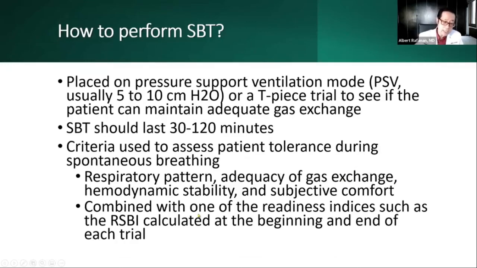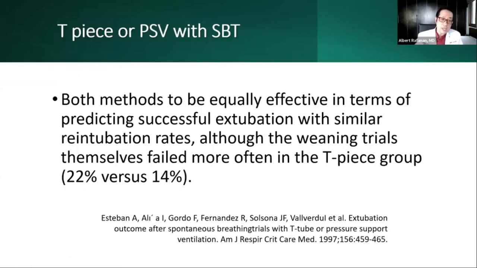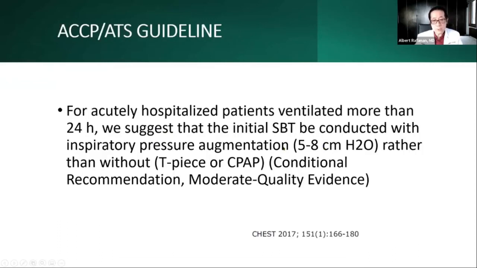Or you can combine, which is what I do: I look at the rapid shallow breathing index when I put them on 5 to 10. If the rapid shallow breathing index is greater than 105, that means failure, the patient is not ready for extubation, so I put them on a higher spontaneous mode and start weaning. Okay? The American Journal of Respiratory and Critical Care Medicine recommends using pressure support, though there is more failure with pressure support. The recommended way is that the initial SBT be conducted with inspiratory pressure augmentation of 5 to 8 rather than T-pieces. This is expert opinion.